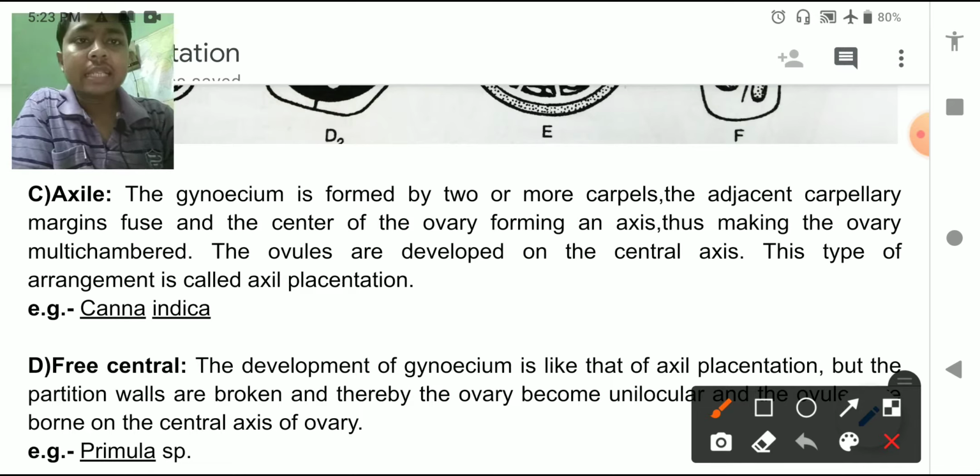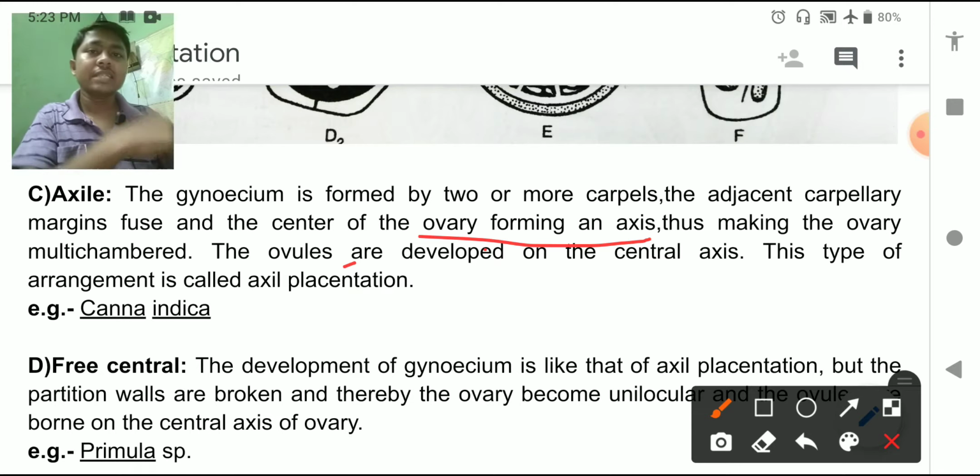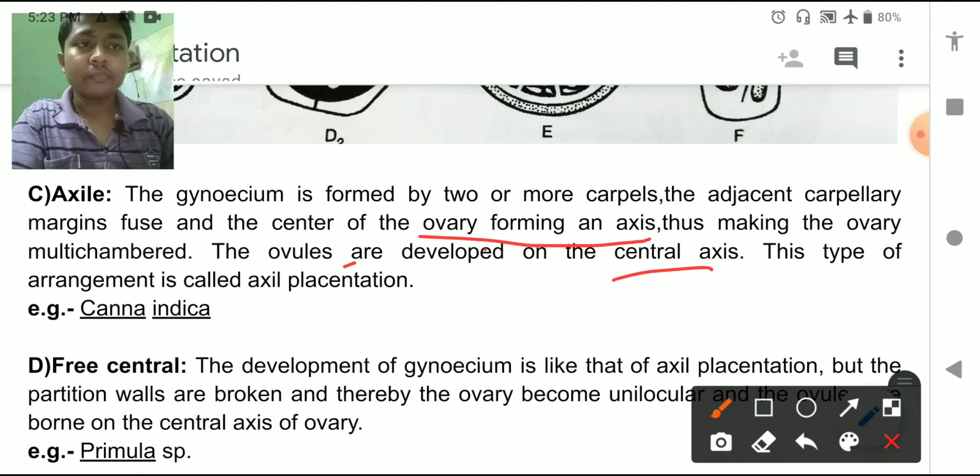And the center of the ovary forms an axis, and thus makes the ovary multi-chambered. The ovule develops on the central axis. So this is why it is called axile placentation, and this type of placentation is present in Canna indica.